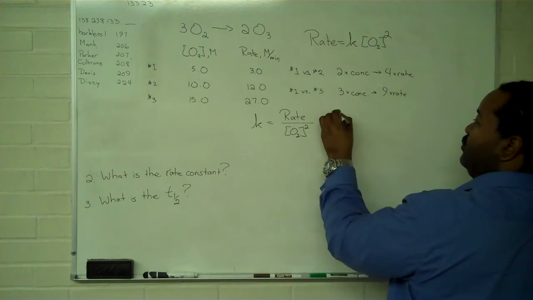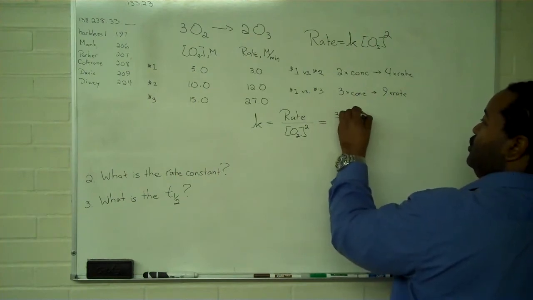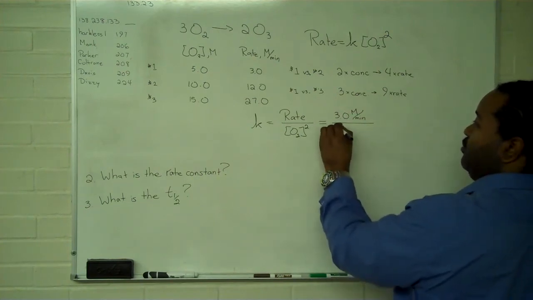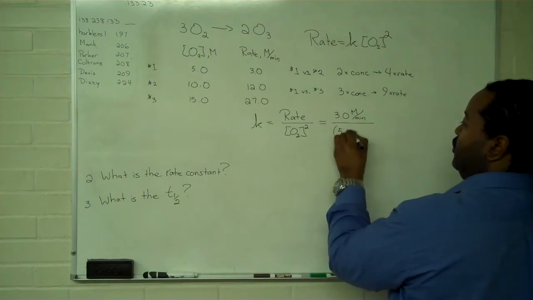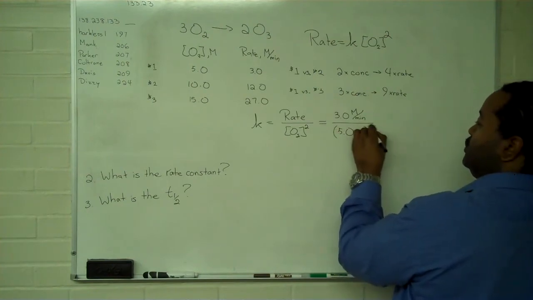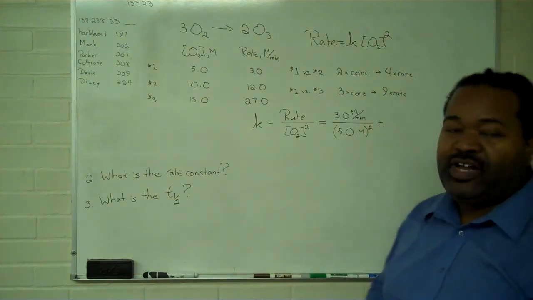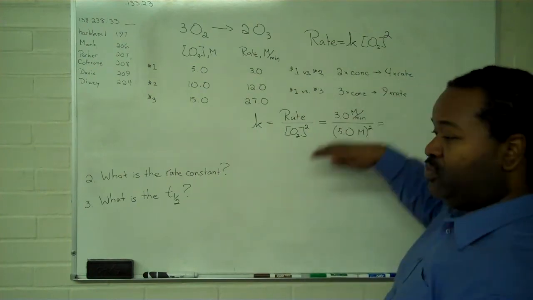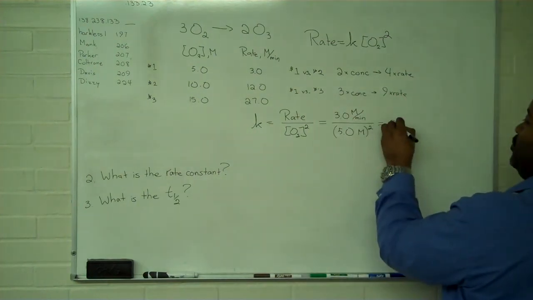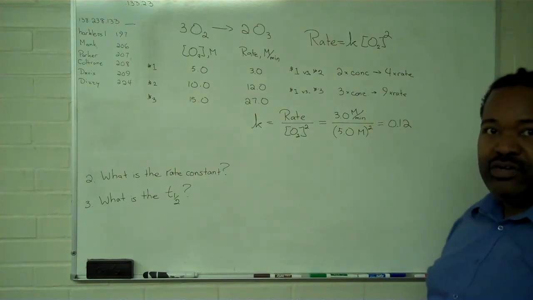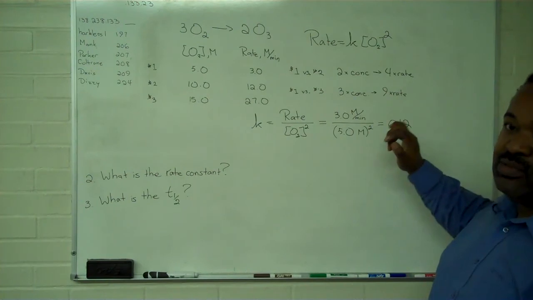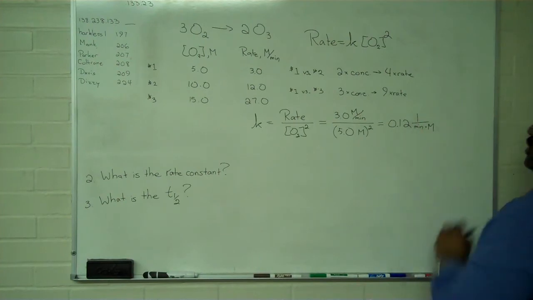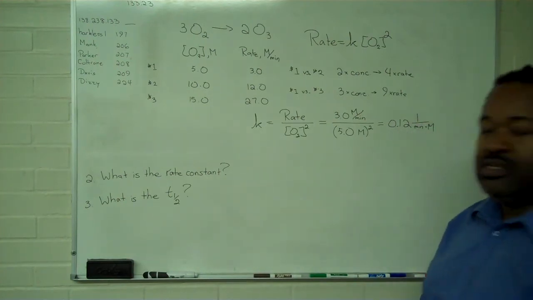So this means that we have 3 molarity per minute divided by, for trial number 1, that's 5.0 molar squared. And so 5 squared is 25. 3 divided by 25 gives us 0.12. And for our units, we find that one of these molarities will cancel. So our units are 1 over minutes times molarity. So this answers the question of what is the rate constant.